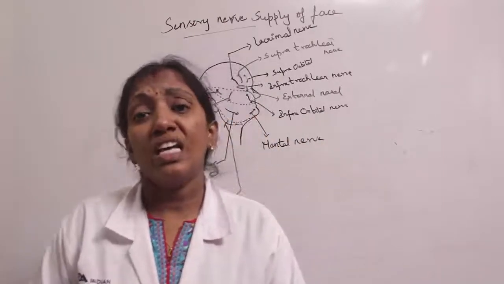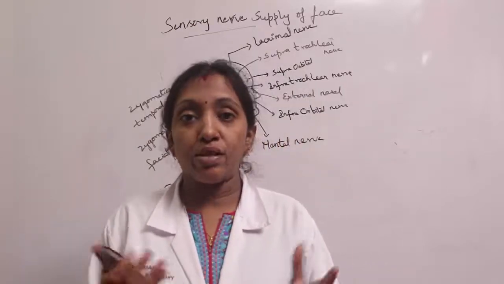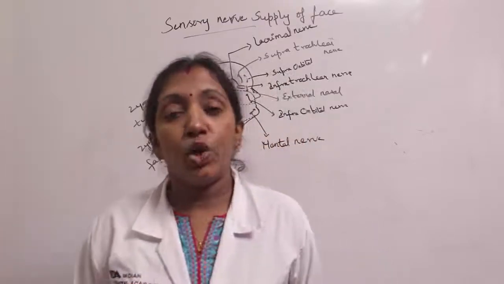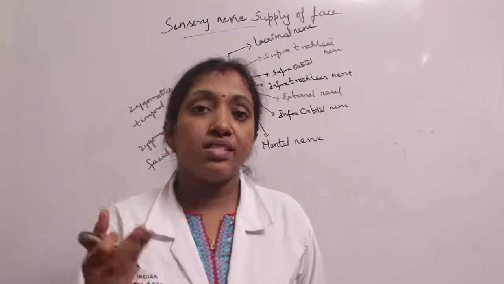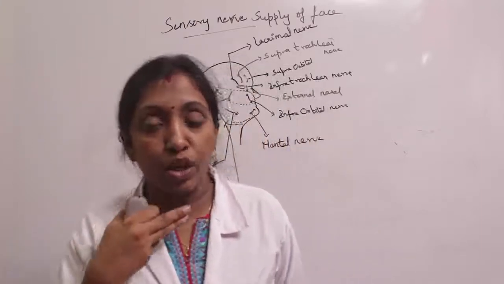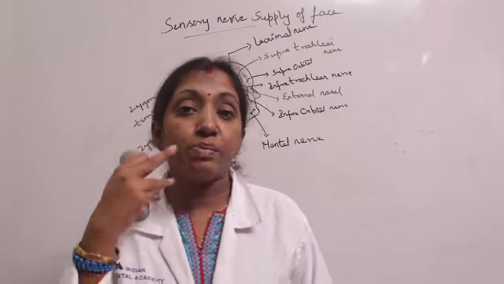Coming to the insertion of the buccinator, the fibers divide into 3 sets: upper, intermediate, and lower. The upper set goes straight to the upper lip, and the lower set goes straight to the lower lip. The intermediate fibers undergo chiasmatic decussation.